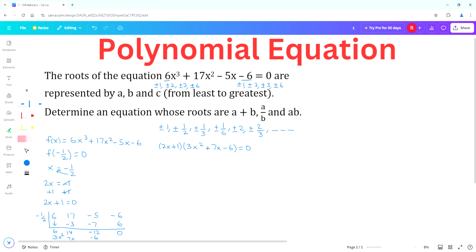Next, we should factor the quadratic expression in the second parentheses. It is a complex trinomial. We can use the crisscross method or the decomposition method to factor it. I will use the decomposition method.